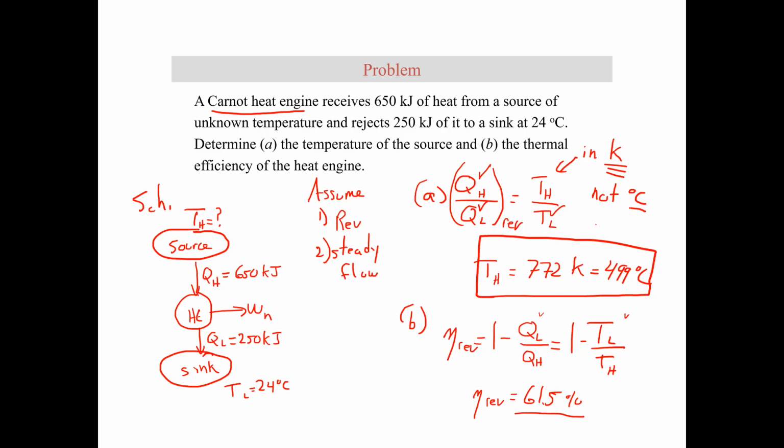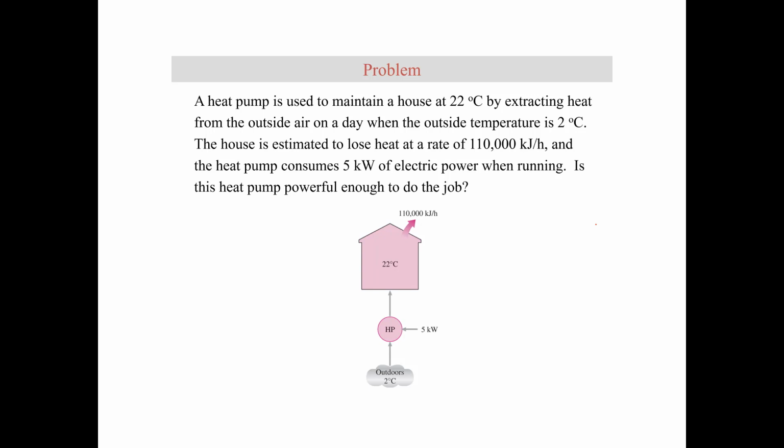Okay, we'll go ahead and do one more example problem for this chapter. This one reads that a heat pump is used to maintain a house at 22 degrees Celsius by extracting heat from the outside air on a day when the outside air temperature is 2 degrees Celsius. The house is estimated to lose heat at a rate of 110,000 kilojoules per hour, and the heat pump consumes 5 kilowatts of electric power. Is this heat pump powerful enough to do the job?